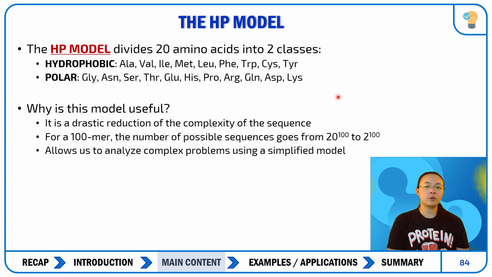And this model is useful because, number 1, it helps reduce the complexity of the protein sequence. Number 2, if you want to analyze a polymer of 100 amino acids, you can easily reduce the number of possible sequences from 20 to the 100 to 2 to the 100. Then if you apply a computational model to study this, it'll make the program run much faster and much more conveniently.